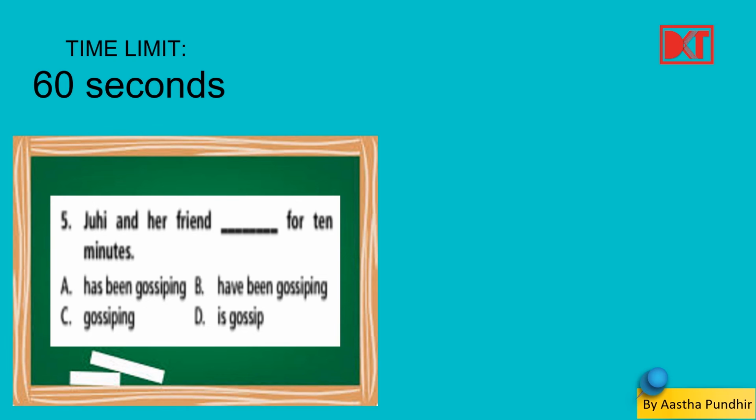Okay, here Juhi and her friend dash for 10 minutes. Now here again a duration of 10 minutes is mentioned, so again present perfect continuous, the answer is B. Juhi and her friend, this is third person plural, so we use have been gossiping. All right.